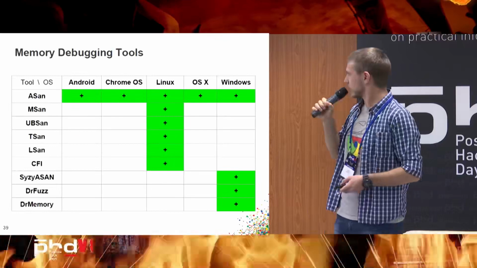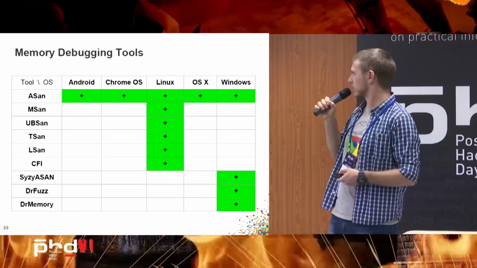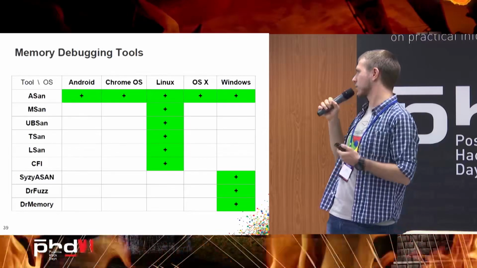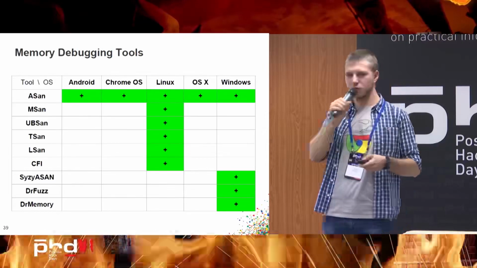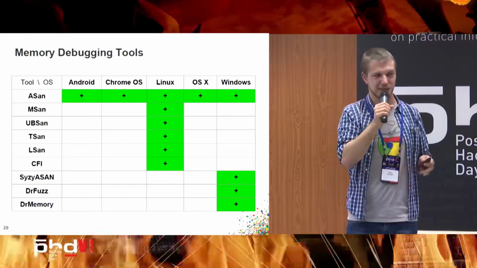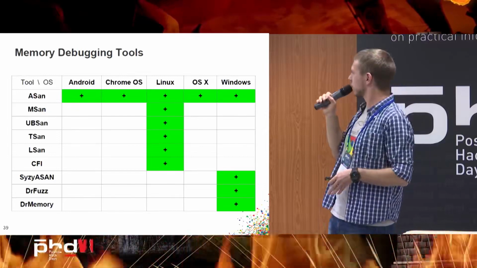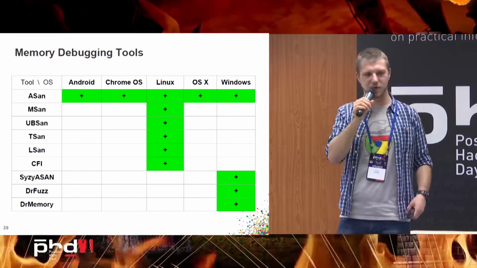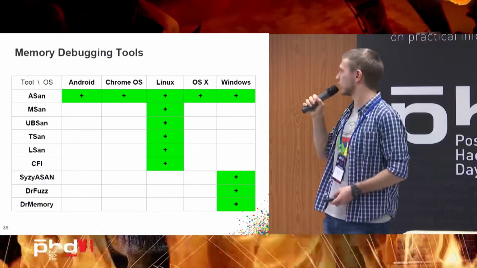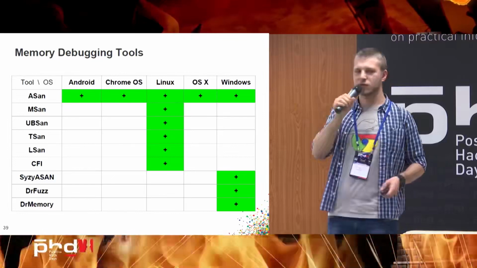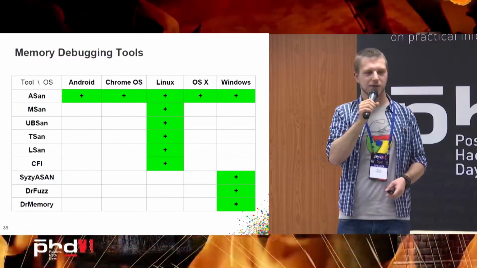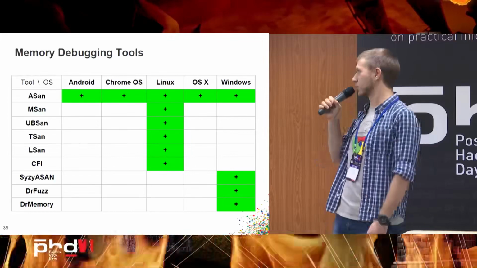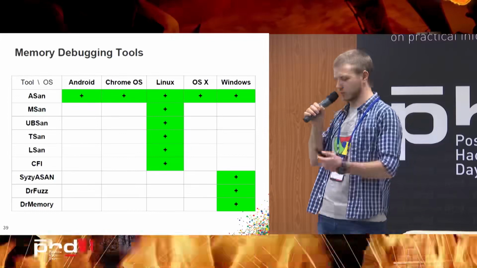Okay, these are memory debugging tools. These are different sanitizers we're using, such as memory sanitizer, address, undefined behavior, thread, leak sanitizer, control flow integrity, on a relatively small number of bots, Dr. Fuzz and Dr. Memory. By the way, ASAN is in very good shape. Well, they don't say they're ready for Windows production, but in fact they are.